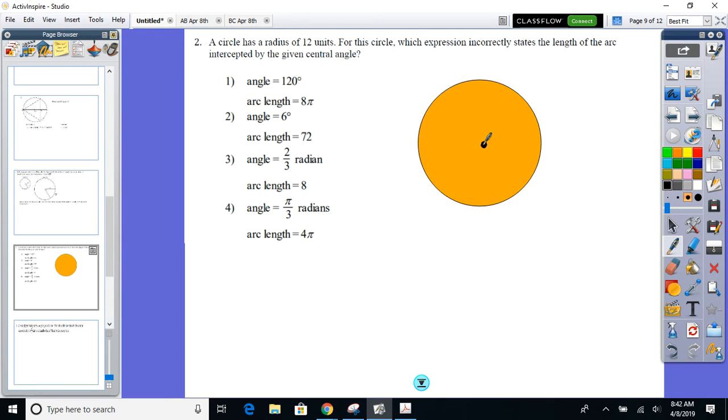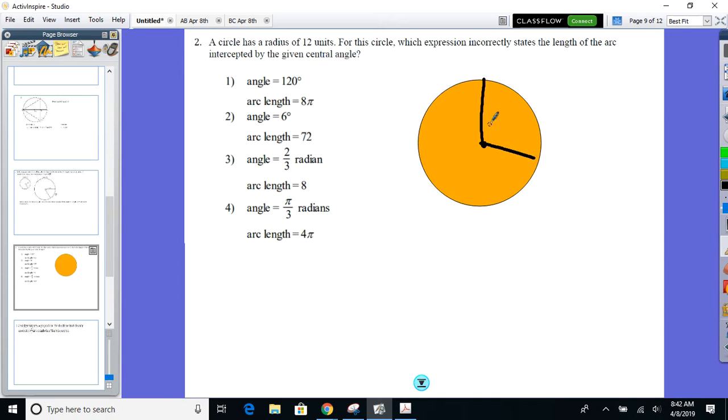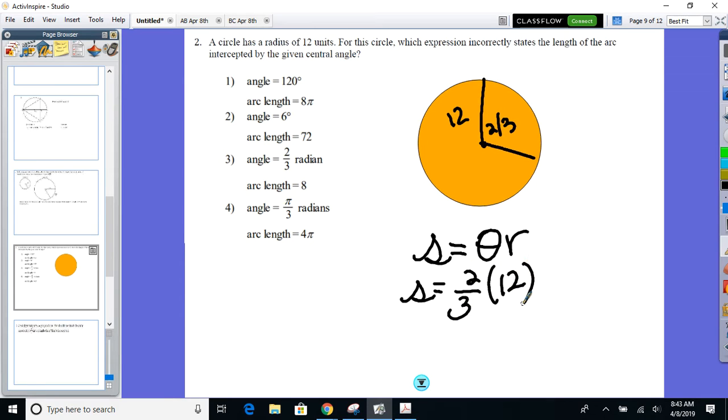Now what's my angle in number 3? 2/3 of a radian. Radian. So instead, now I want to use S equals theta r, where theta is now what? What's my angle in radians? 2/3, no pi, just 2/3, radius of 12. And if you do 2/3 of 12, you get 8, which is what it says it was. Okay? And if you did 4 with S equals theta r, it would have come out to be the same.